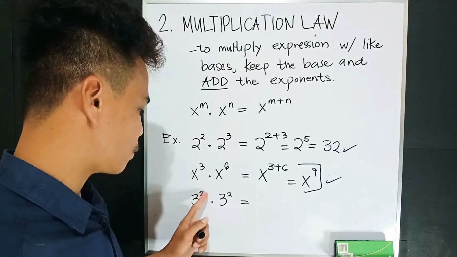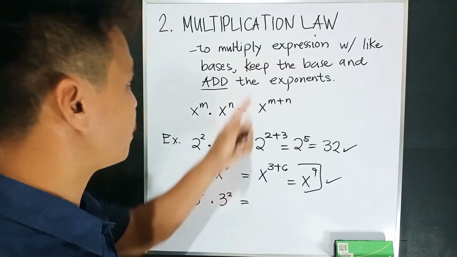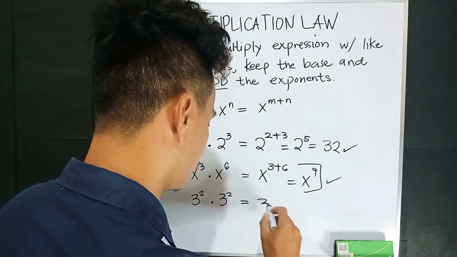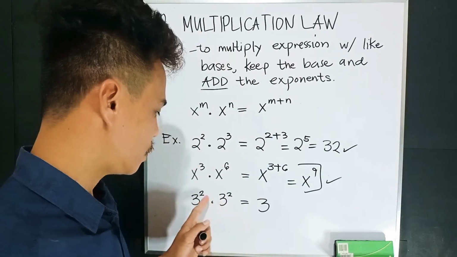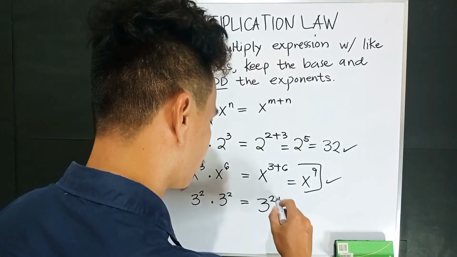So 3 raised to 2 multiplied to 3 raised to 2. So just keep the base. So therefore, keep the base. Our base is 3. Tapos pag-add lang natin yung exponent niya. So this is 2 plus 2.